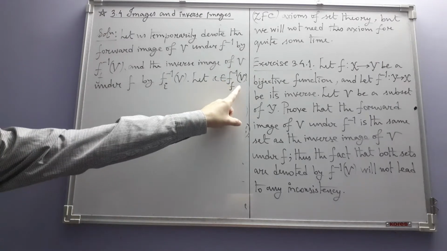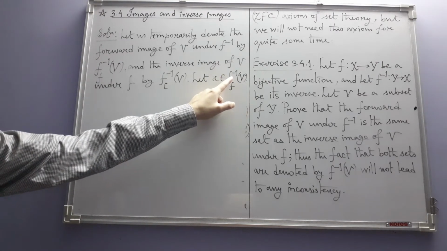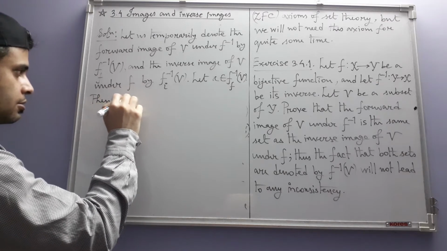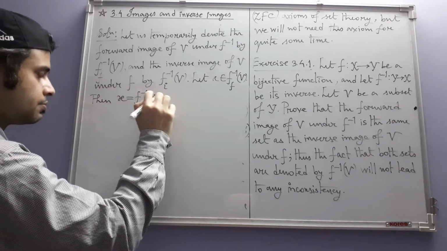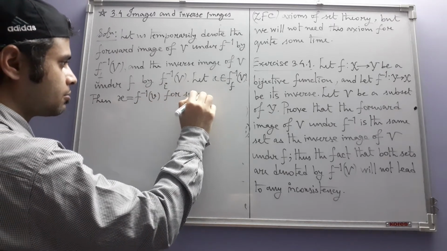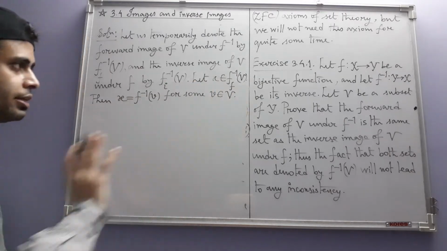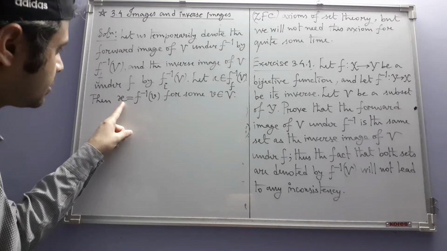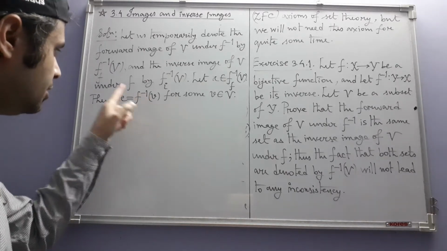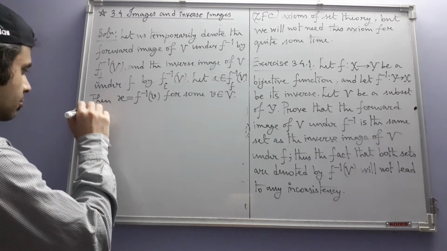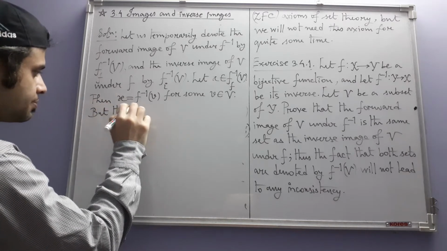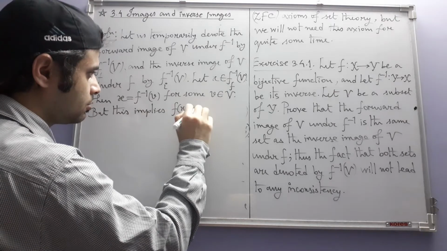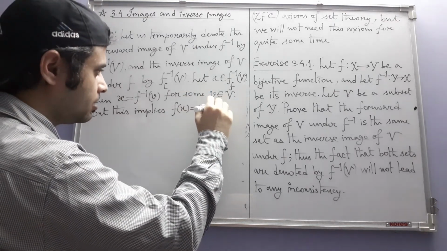Okay, now what is this first set? It's the forward image of V under the function f inverse. Okay, so then x is equal to f inverse v for some element v belonging to V according to the definition of forward image. But now note that since f is a bijection, x is equal to f inverse v if and only if v is equal to f of x. But this implies f of x is equal to v, and v belongs to V, so we can write that here.